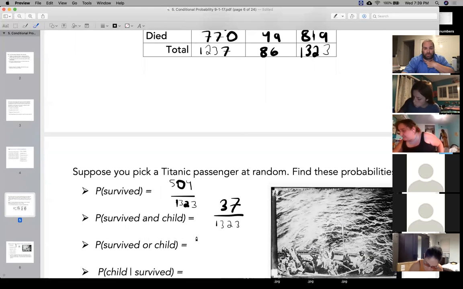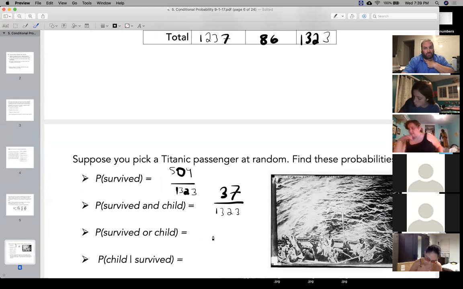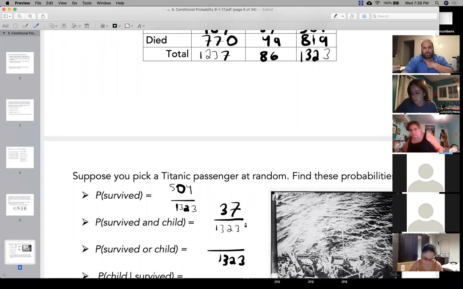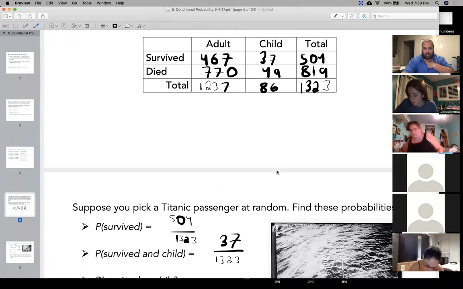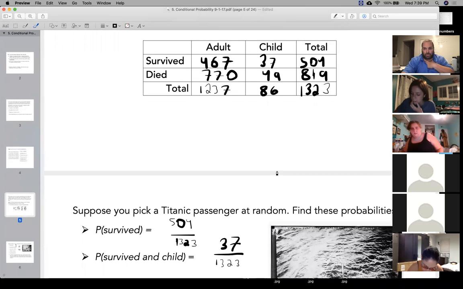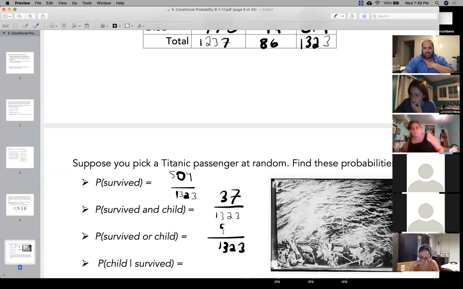So first, what's my denominator going to be? 86? No, my denominator. Always my denominator first. 1323. I'm still looking at everyone. There's no conditional yet, so I'm considering everyone. Now, of those 1323, how many of them survived or were a child? 504? No, 504 is just survived. 553. Let's give everyone a chance to understand why. Why 553? Well, let's think about it.